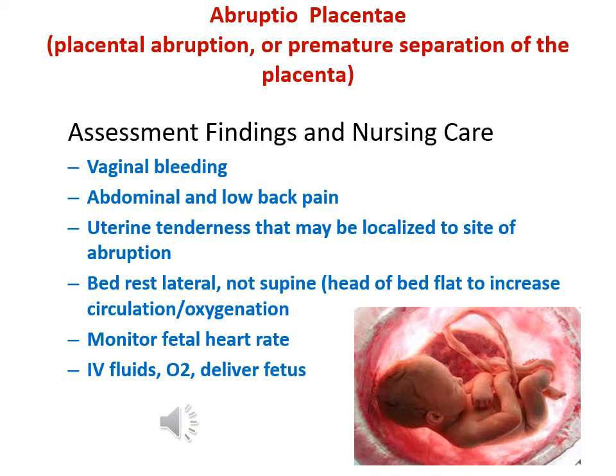Other things that you will look for, other assessment findings, would be a change in fetal heart rate patterns and signs and symptoms of hypovolemia and shock in mom. So how we care for the mom with a placental abruption, we have her lie on her side. We ensure oxygenation, including but not limited to elevating the head of the bed and administering oxygen.